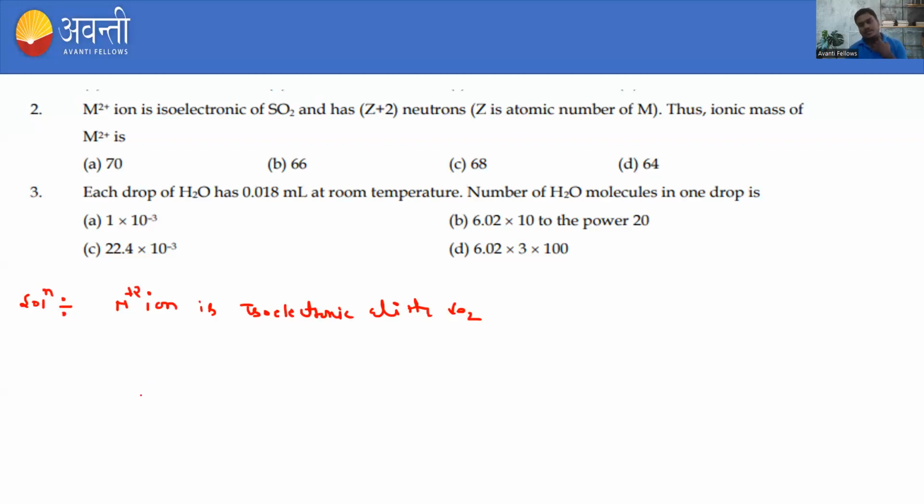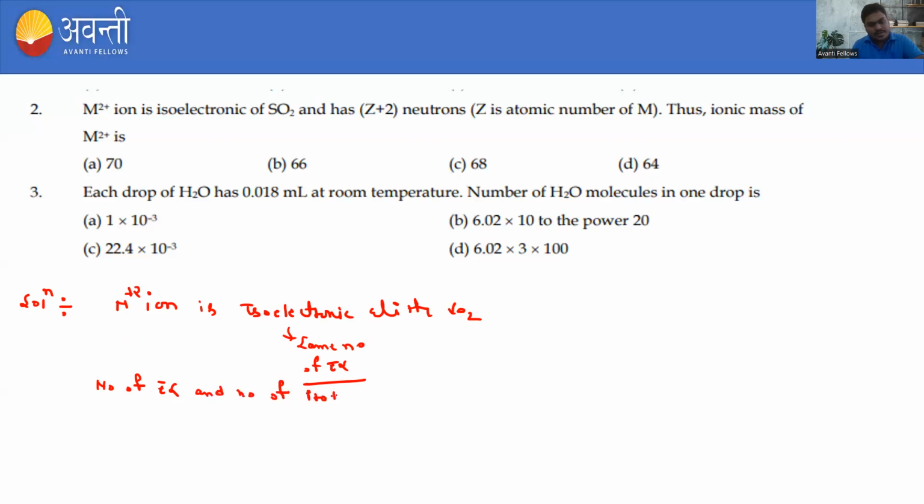What does it mean, right? Isoelectronic means that they contain the same number of electrons, so their number of electrons is the same. Now, the number of electrons and number of protons in M.